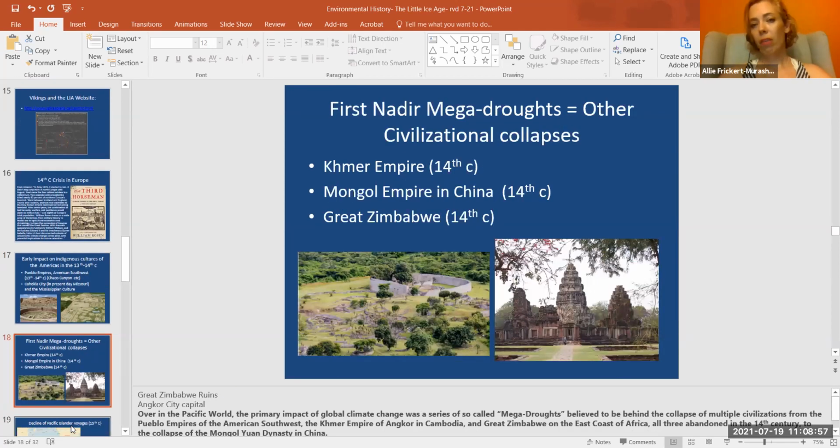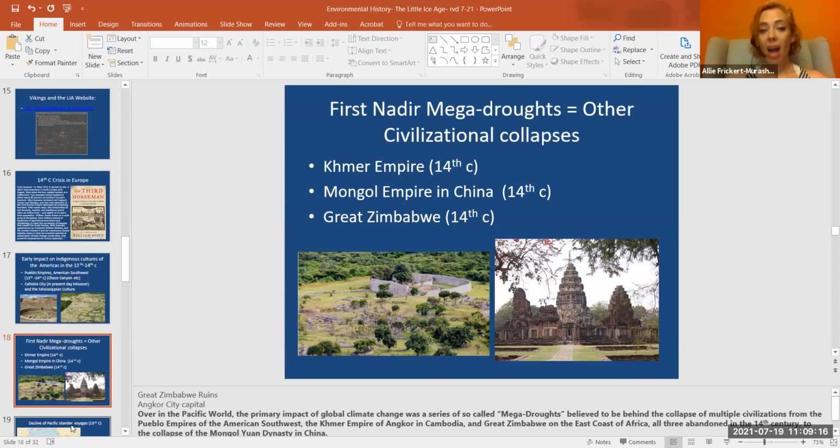We also know that the first nadir definitively caused some mega droughts. Mega droughts are defined by any drought that lasts for more than 50 years. Probably that's also happening in Cahokia. Probably that also happened in Chaco Canyon. Those are really emergent scientific studies.